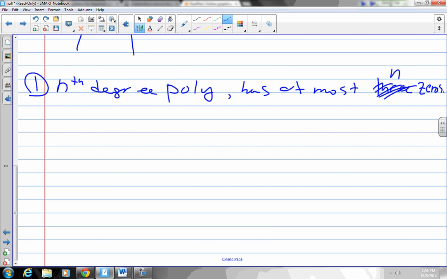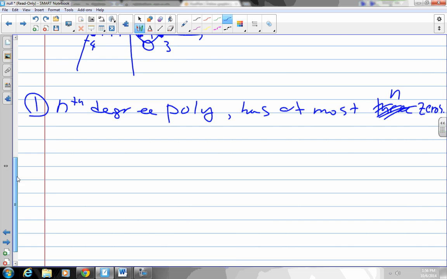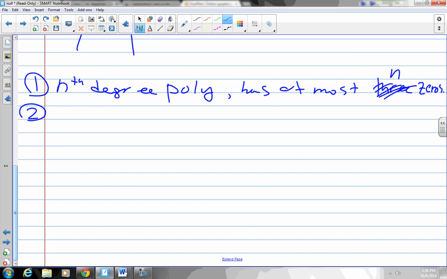Now also, these are what we call turning points. So here's the extreme case, third degree polynomial, 3 zeros. How many turning points? 2. So it's always 1 less. Okay? So an nth degree polynomial has at most n minus 1 turning points.